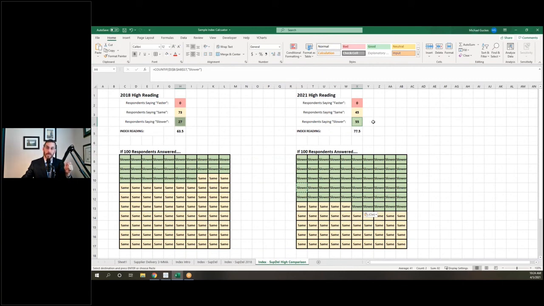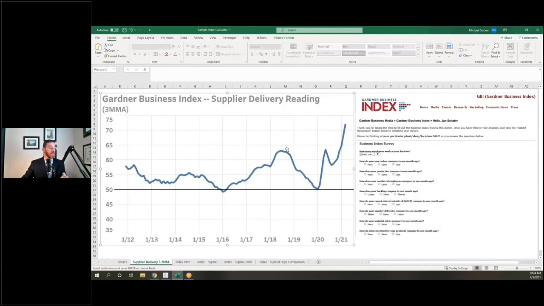It's because right now in the data, what we're seeing is that more than twice as many job shops and composites fabricators and plastics processors is telling us that supply chains are running more slowly, and it's a vastly greater number here in 2021 than it was during the last high of mid-2018. So that's what I wanted to show you. That's the difference between a number like this here at around 63, 64, and a number that's way up here at 77.